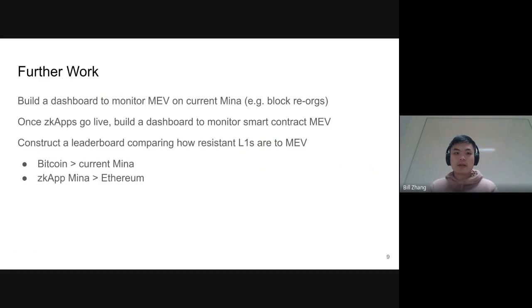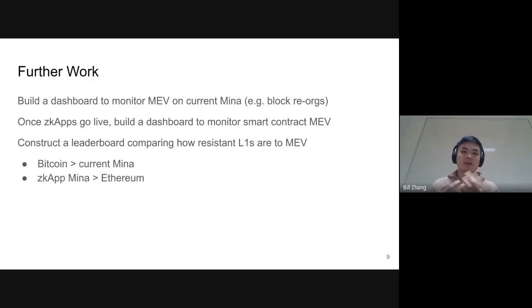That's a summary of the findings that I compiled in the first half of this program. And there was further work that I thought about, which could include building a dashboard to monitor MEV on the current Mina, which is the payment system Mina, such as block reorgs. But more importantly, what I was thinking about was to try to build a dashboard that monitors more complex forms of smart contract MEV. And unfortunately, that's just something that right now, since ZK apps are still early, wouldn't have too much of a use case for.